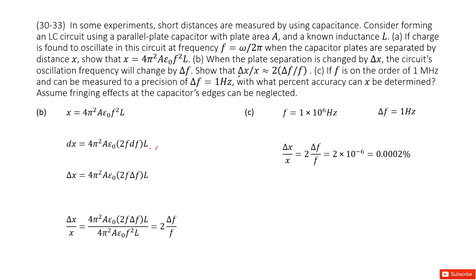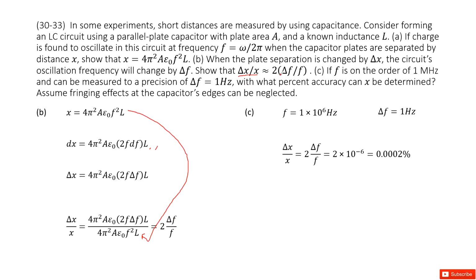Now look at the left-hand side of this equation. We need delta x divided by x. So very straightforward, we take delta x divided by x, so x is just inputted there. And you can see all this 4 pi squared A epsilon naught, one f, and the L cancel, right? So we get 2 delta f over f. So we proved it there.